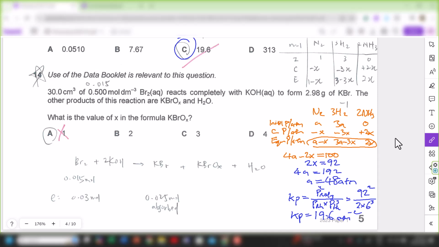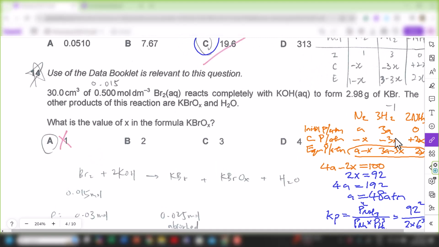We are given 30 cubic centimeters of 0.5 moles per liter of bromine. If you do a simple calculation in terms of number of moles, that will be 0.03 times 0.5, and you should get 0.015 moles of Br2. I'm just going to write it out over here.